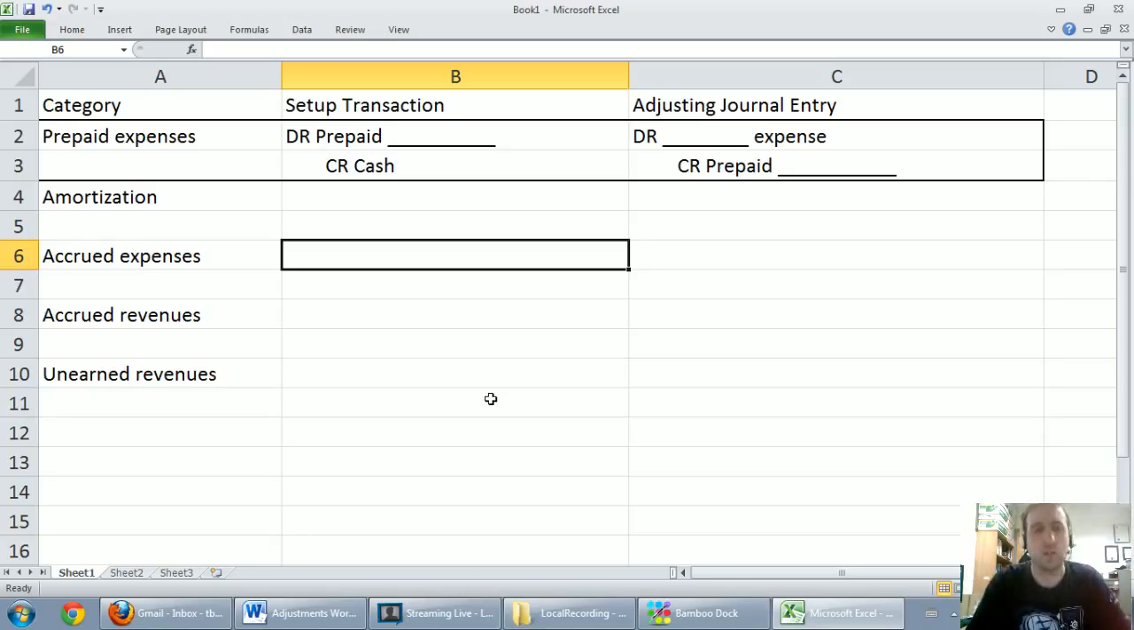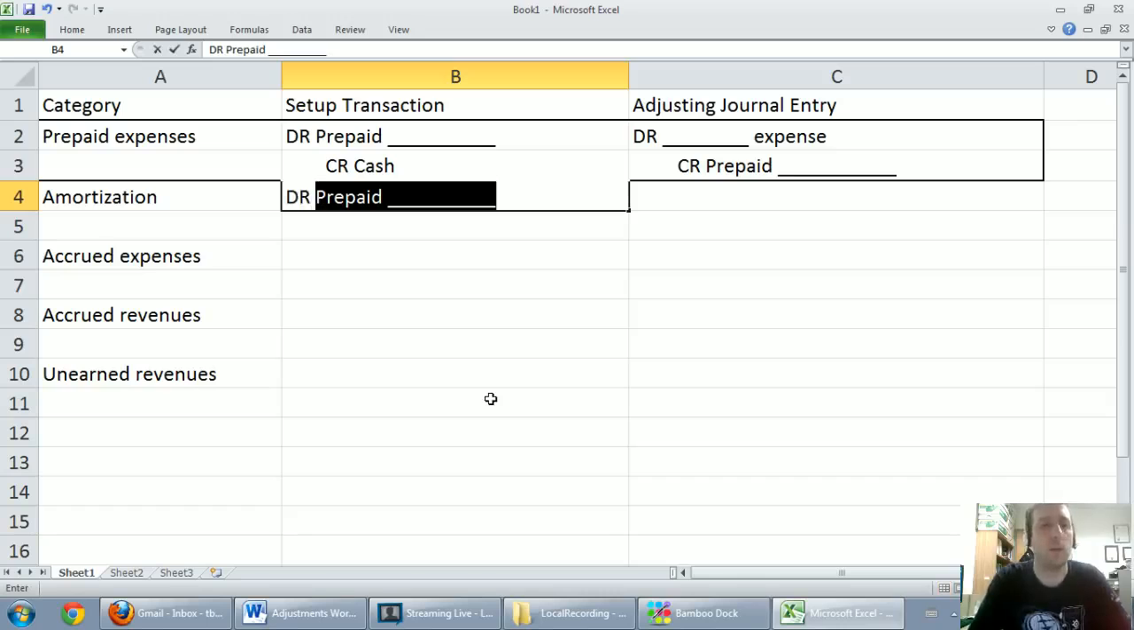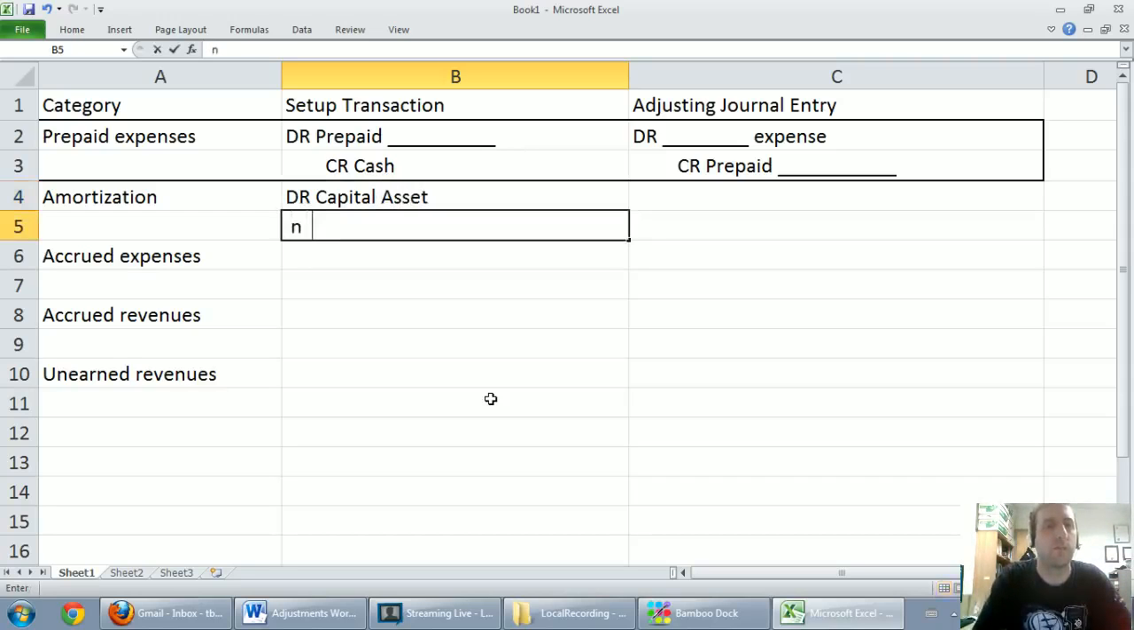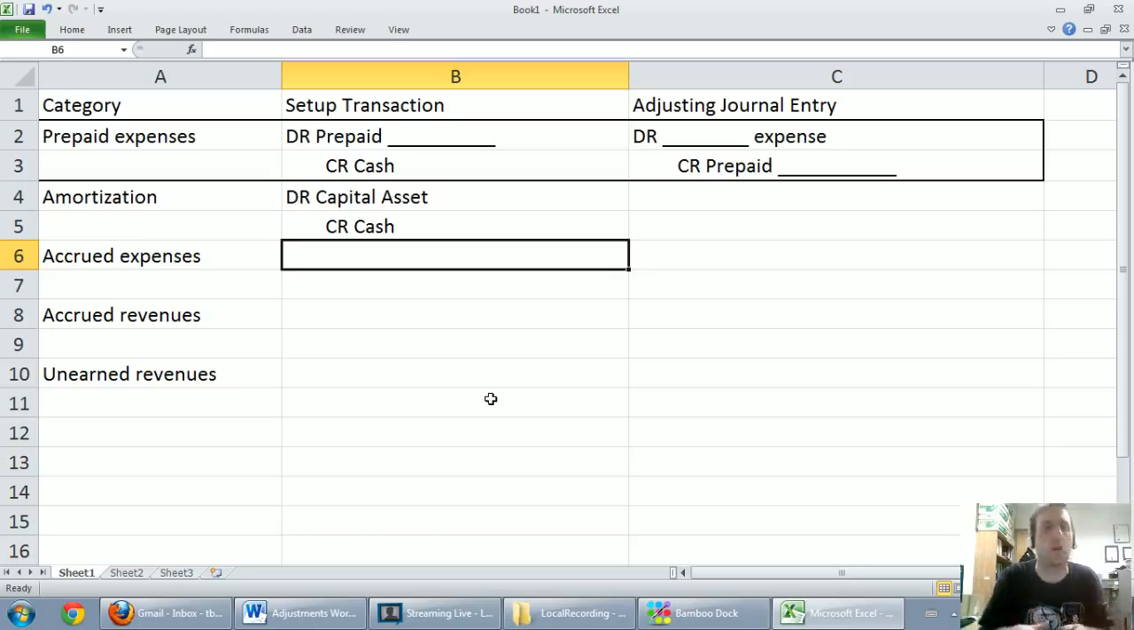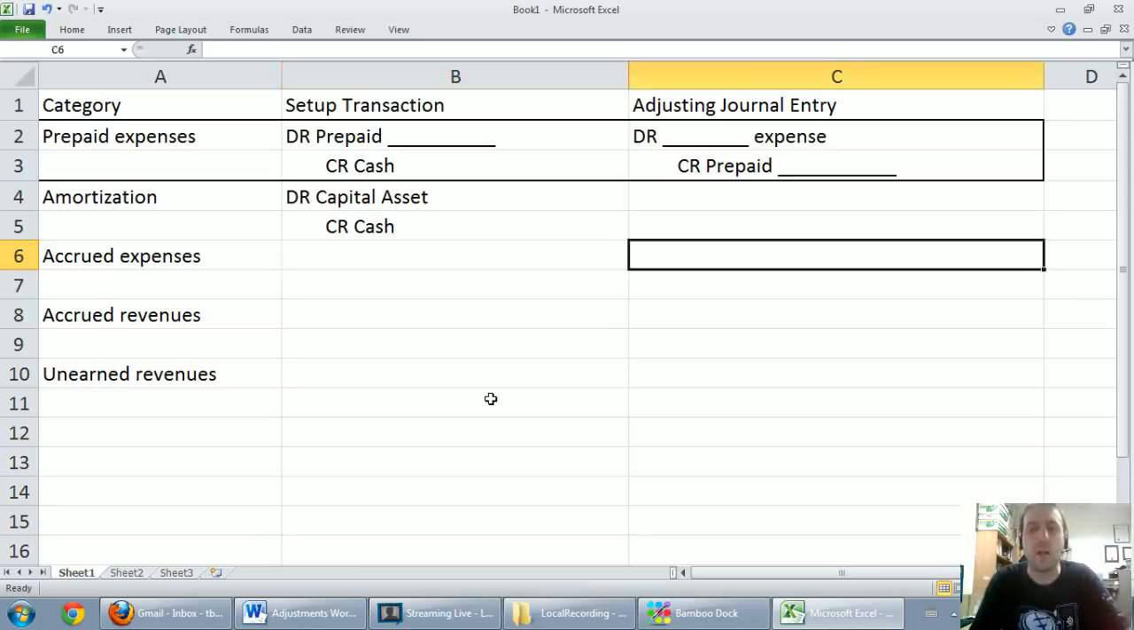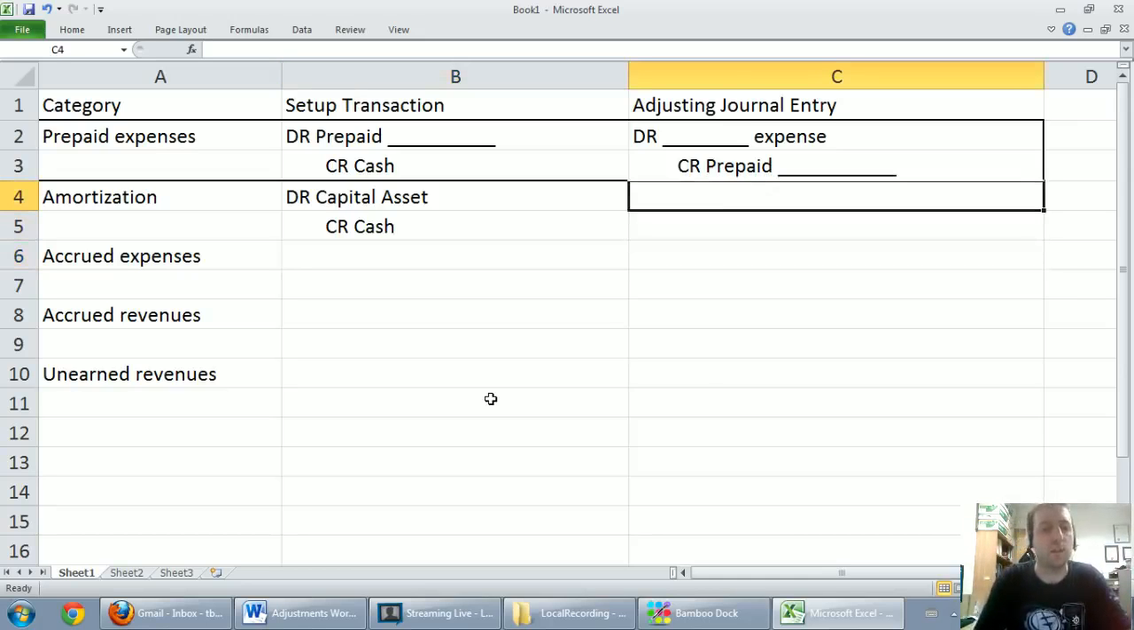Let's look at amortization. In amortization, at some point in the past, we're going to buy an asset. I'll call it a capital asset. A long-term asset that wears and tears and depreciates in value. And when we buy it, we might credit cash, we might credit mortgage if it's a long-term, house or building. We might credit some sort of bank loan, but let's just say credit cash. So then, at our fiscal year end, we've got to say how much amortization, how much wear and tear has there been on this asset.